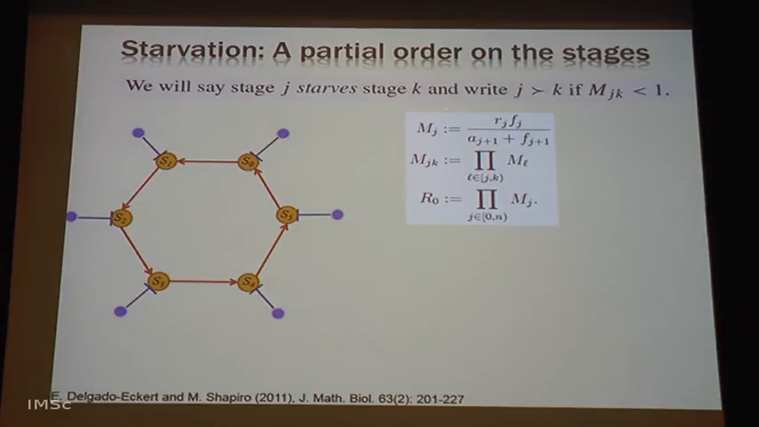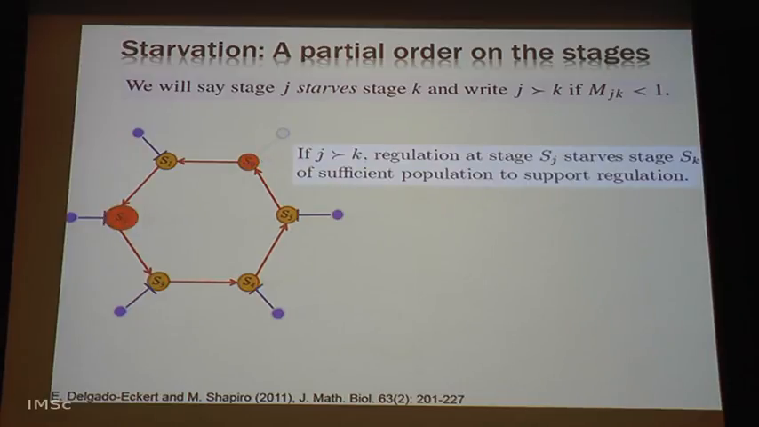So here are the magnitudes that I was telling you about. So R0 is the product of these magnitudes. So they involve the parameters in the model. And then we have sort of a complete product of these guys and then a partial product of these guys, which is between two given stages, J and K. And so by looking at these values, we can establish the partial order. And that's what is written up there. So we say a stage J stars stage K, and we write it like this, if this magnitude is smaller than 1.